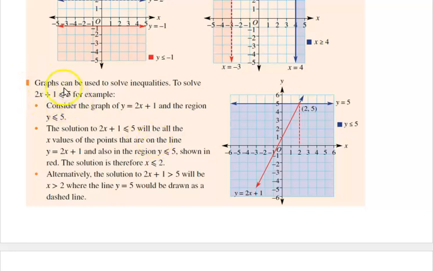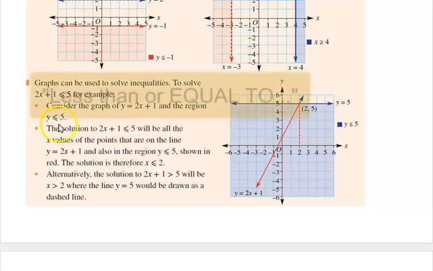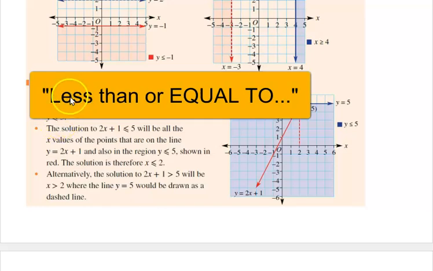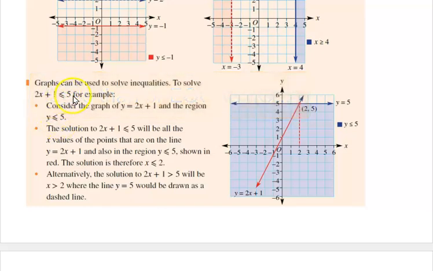So now we've got a version of y equals something x plus c. We've just got it around the other way. We can still use this to solve our equation, but let's look at it. So if 2x plus 1 is less than or equal to 5, then we're going to consider that y. If y equals 2x plus 1, then the region is y less than or equal to 5. So there's our 5. Y is less than or equal to 5. They'll all be the x values that are on this line here.